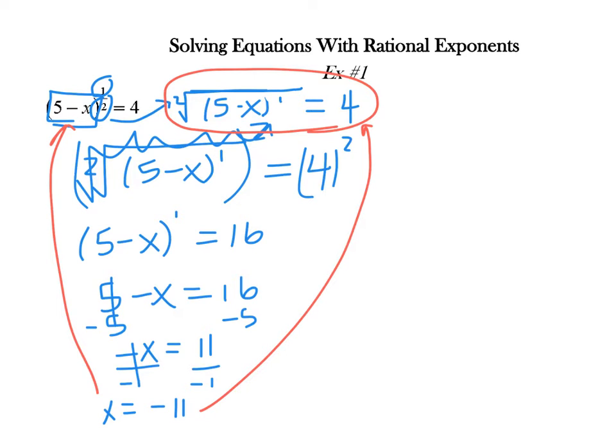So I have the square root of 5 minus negative 11 to the 1 power equals 4. Inside the parentheses we have minus the negative, which changes to plus, so I have 5 plus 11.